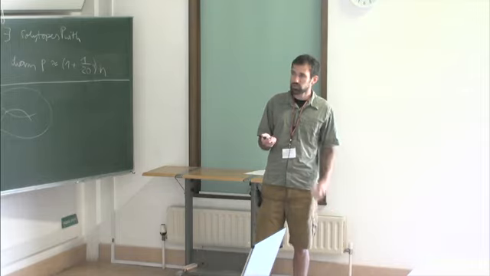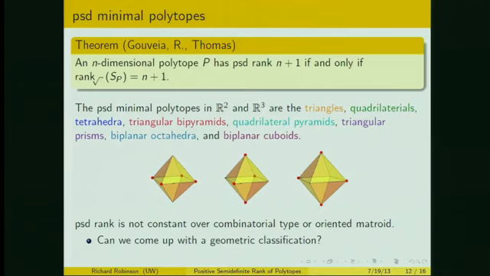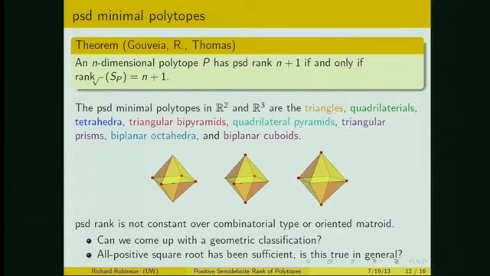So, open questions. Can we come up with a geometric classification? Something that doesn't rely on all these entry-wise square roots. And kind of weirdly, thus far, the all-positive square root has been sufficient when checking this theorem. If you're PSD minimal, then the all-positive square root achieves the lower bound. And if you're not PSD minimal, well, of course, the all-positive square root doesn't achieve the lower bound. So is this true in general? That would be a much nicer characterization, but we haven't been able to show it yet.